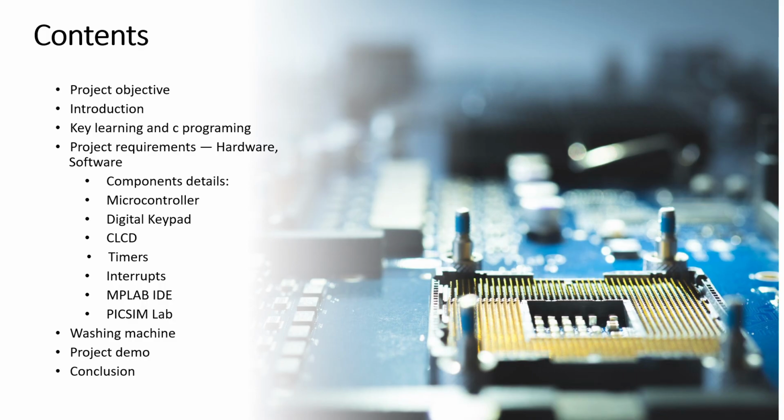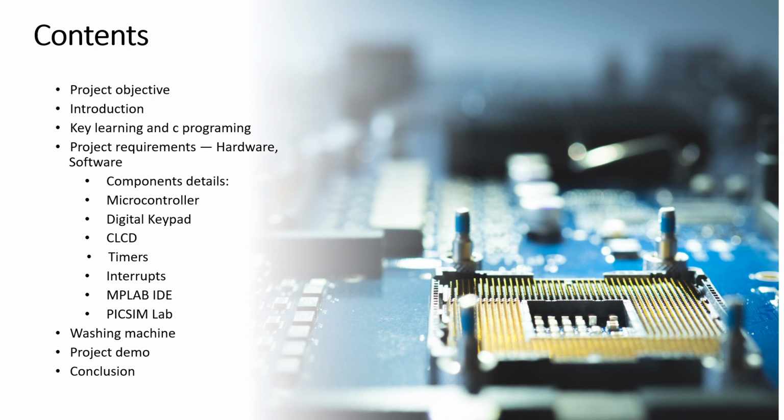So here the content is provided. How we have started: first we have shown the project objective, introduction, key learning, and C programming. Project requirements like hardware and software. What we have used: component details, microcontroller, digital keypad, LCD, timer, interrupts, MPLAB XIDE, and PixelLab. These are the software and hardware which we are using to make this whole washing machine project.